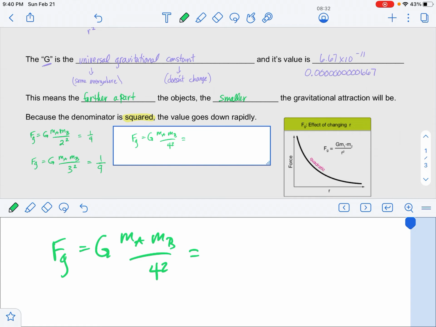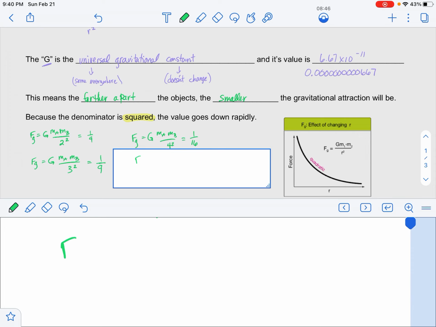Okay, now what's my fraction going to be? Yes, 1/16. Good for you. So see, even though I'm only moving them 1 unit apart, the attraction between them is going down rapidly because that value is squared. Last one. I mean, obviously it's not the last one, right? It could go on forever, but this is the last example we're going to do. What's the fraction going to be here? Yes, 1/25. Good for you.